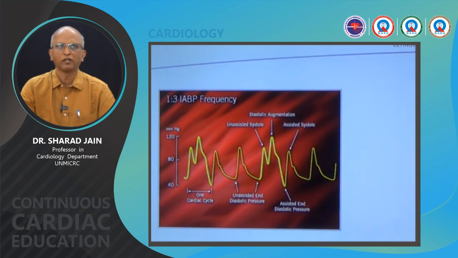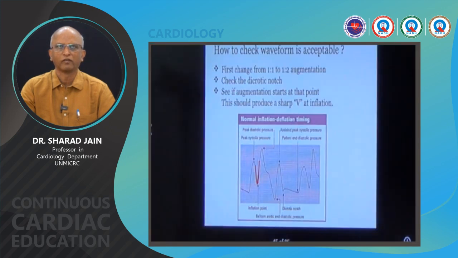This is the same thing with the 1:3 IABP frequency, that is the IABP is getting inflated every third beat. There is no IABP inflation between 2 beats. After the 2 beats, it gets inflated for the third beat.